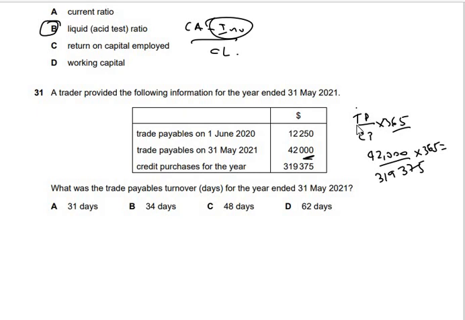So in a calculator, if we take 42,000 times 365 divided by 319,375, yes, the answer I'm getting is 47.99, which is actually 48 days.